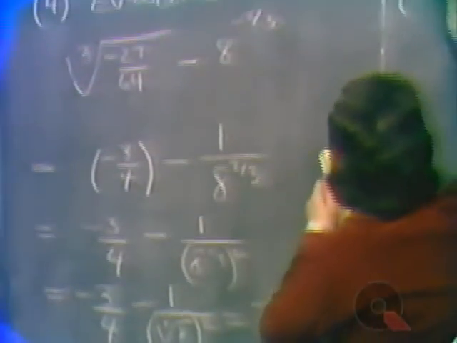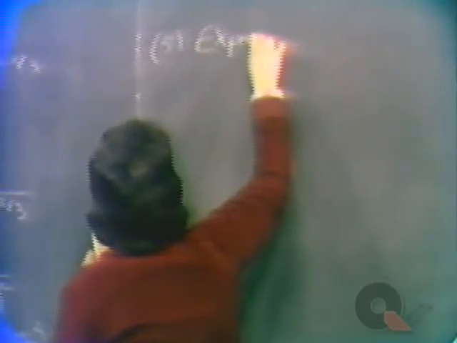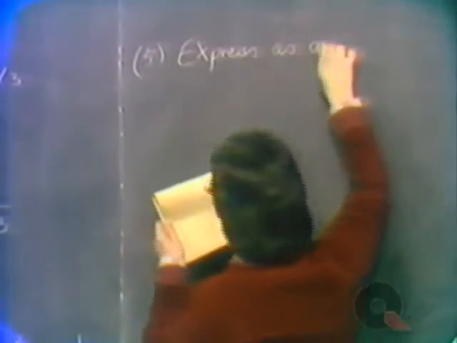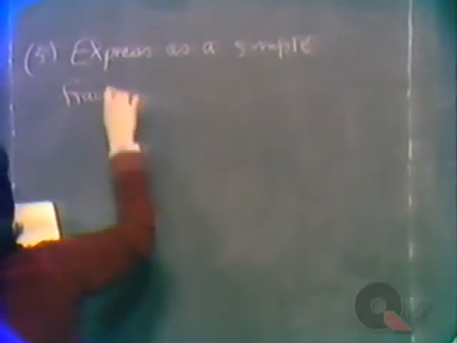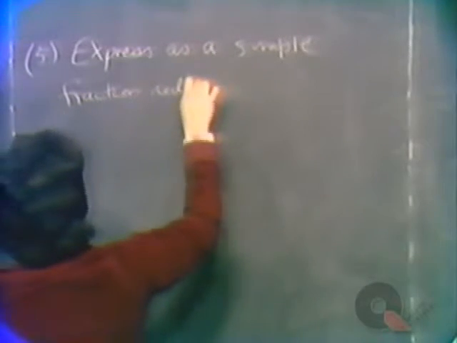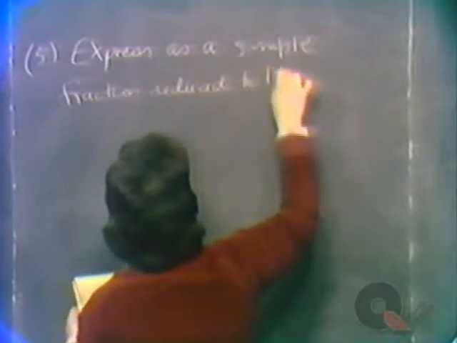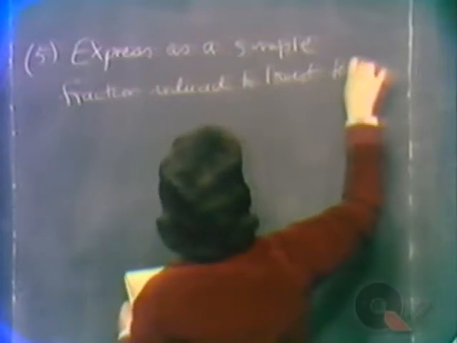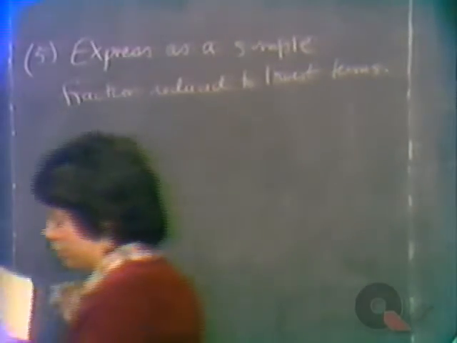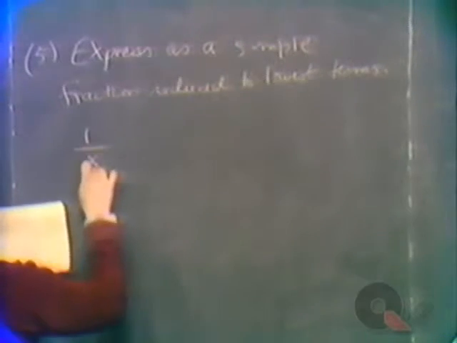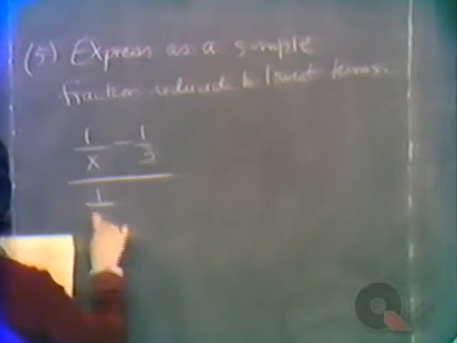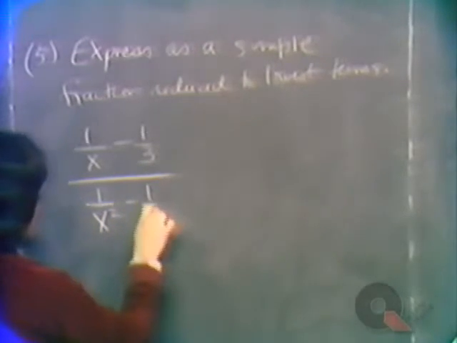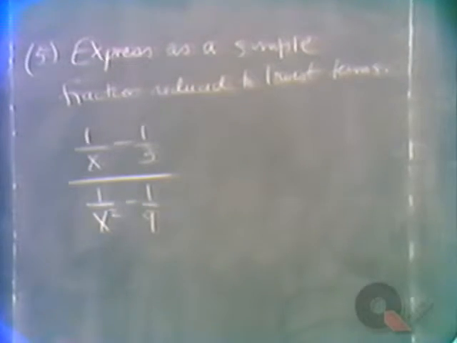In 5, we want to express as a simple fraction reduced to lowest terms. One over x minus 1 over 3 divided by 1 over x squared minus 1 over 9. We have a complex fraction.